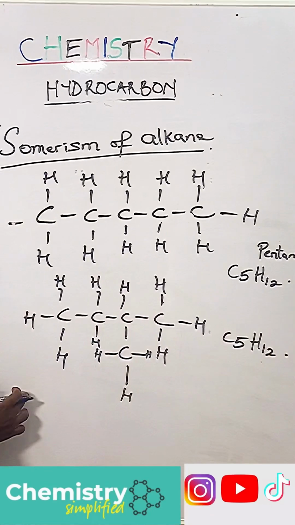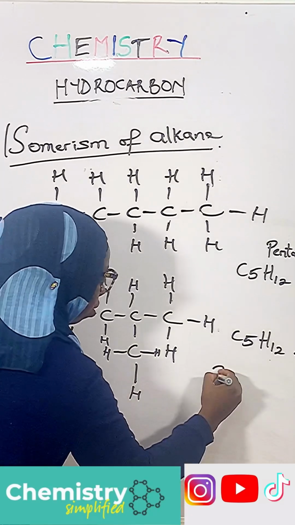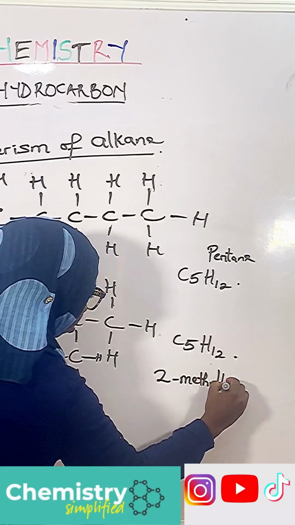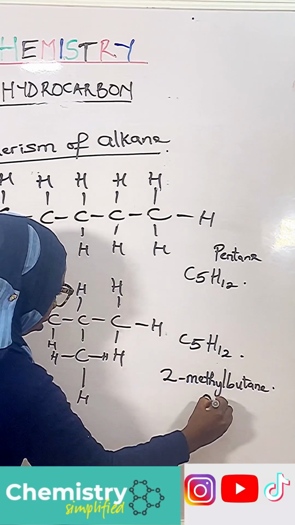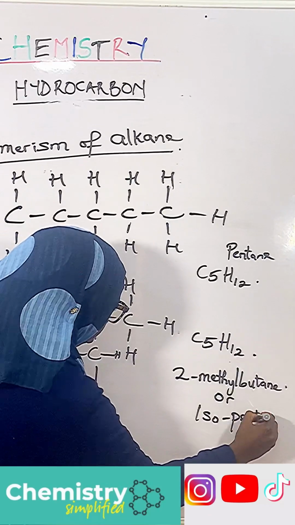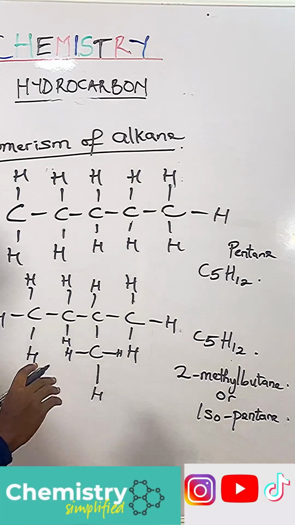But this is going to be 2-methylbutane, or isopentane. Now this is one isomer of pentane. We can also have another isomer of pentane.